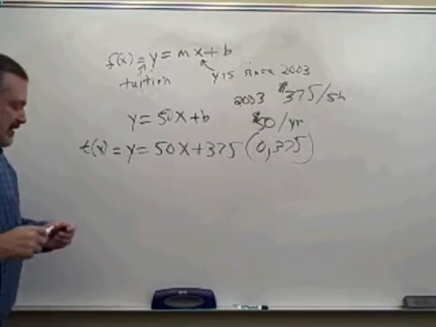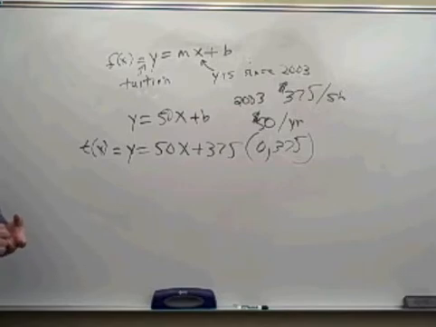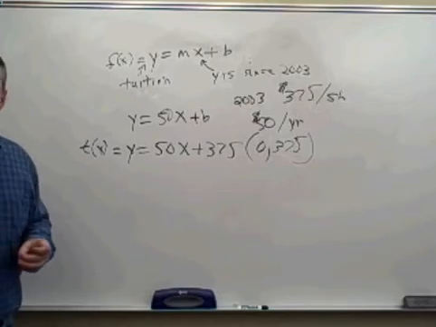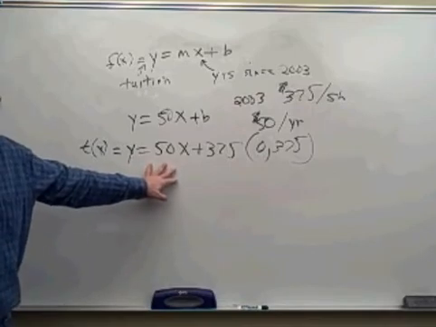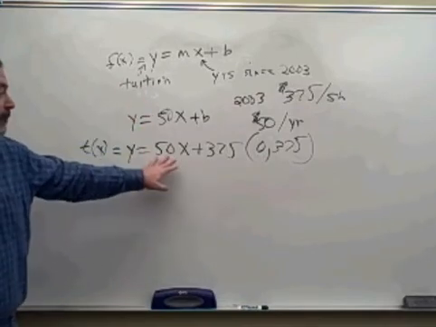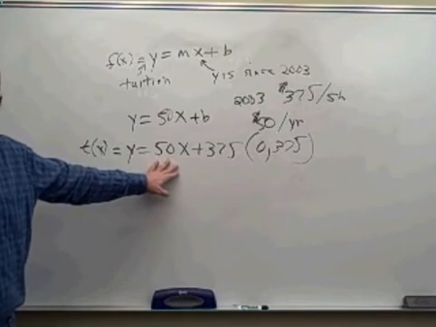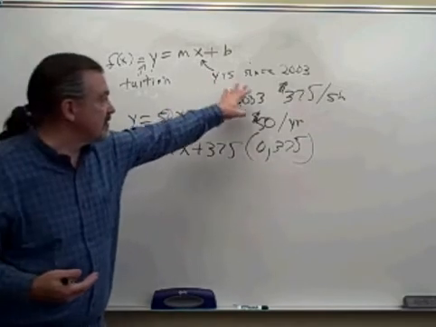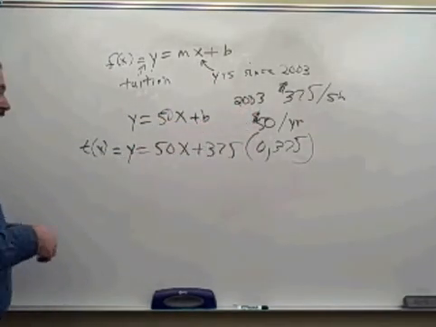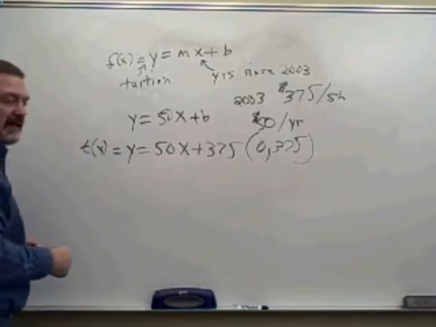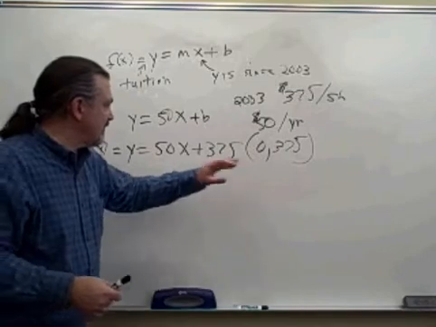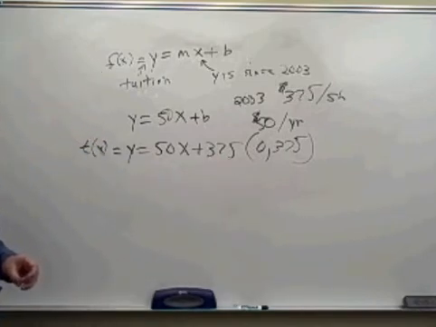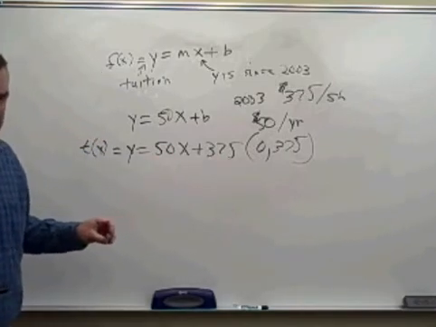And we could now use this function to answer a question. Maybe a question like, if the trends continue, then what does this function predict as the cost at Alpine College per semester hour for school year 2010? Well, 2010 is 7 years since 2003. We would put a 7 in for x. 7 times 50 is 3,500. 3,500 plus, 7 times 50 is 350.